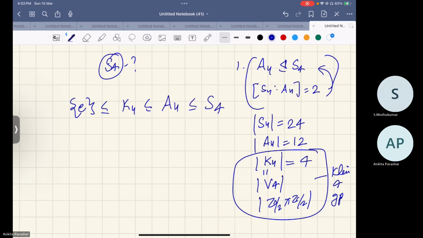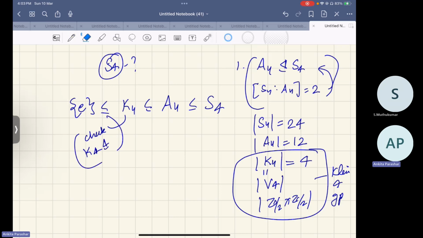This is a chain, at least a chain of normal subgroups. The one thing that needs to be checked is that K4 is normal. This is the only thing that is remaining. The rest we know are normal. All right, so let's talk about the quotients.